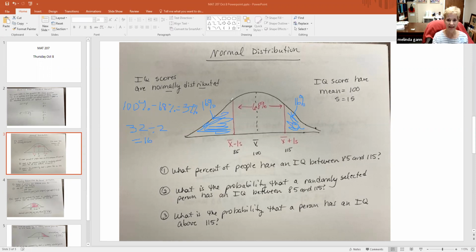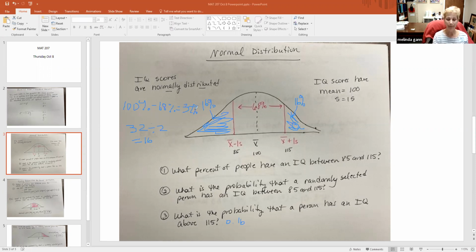If you add 16 and 16 and 68, I get all of it. I get 100%. So what's the probability then that somebody has an IQ above 115? Well, if I know that 16% of the people are above 115, do you see that this answer is just 0.16? 16% as a decimal. Okay.